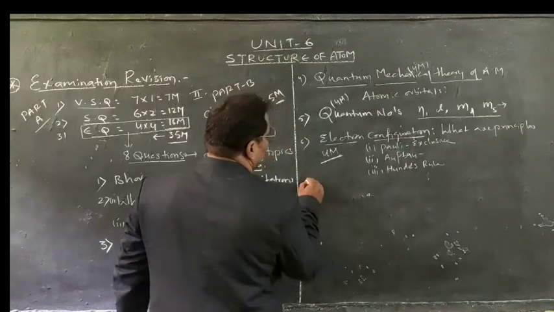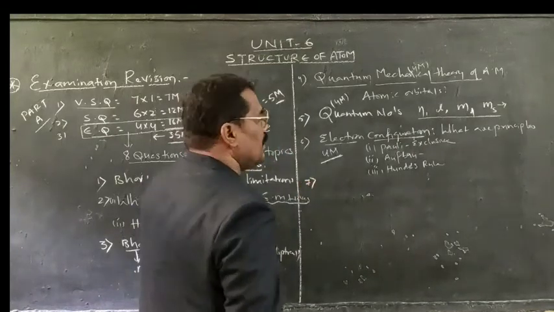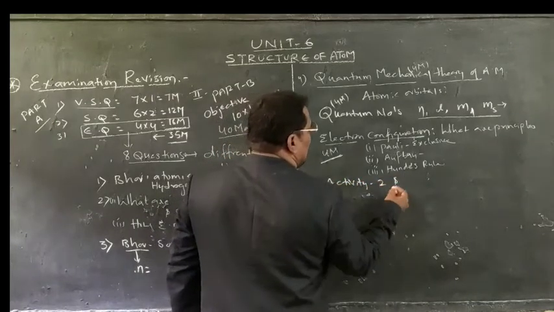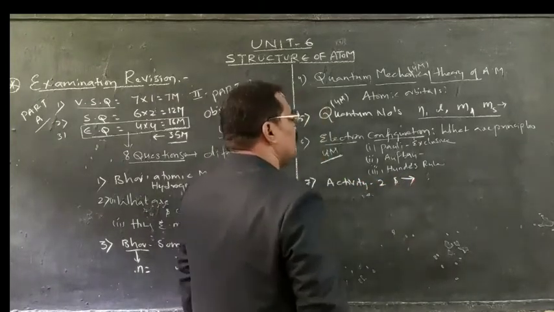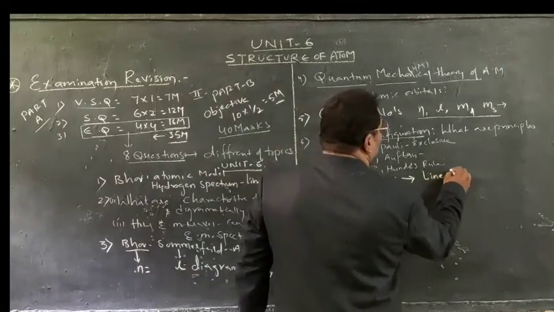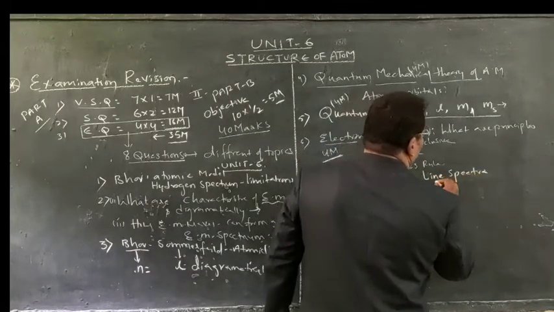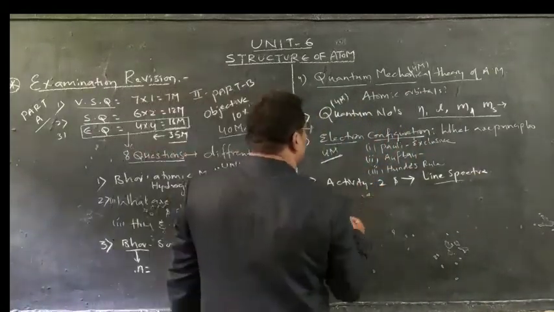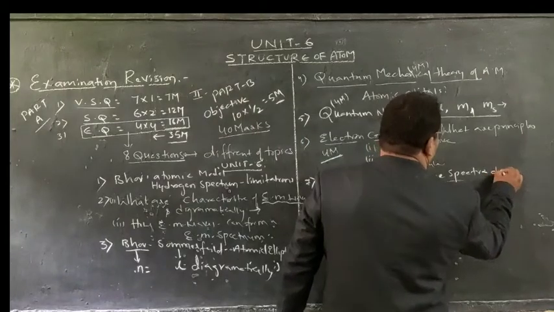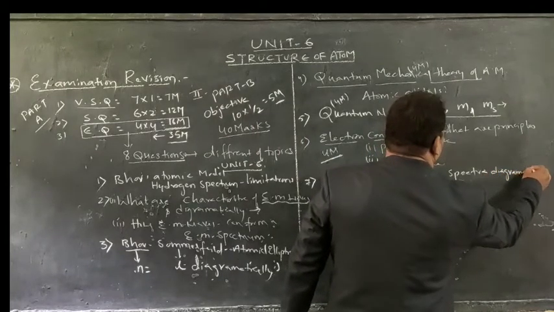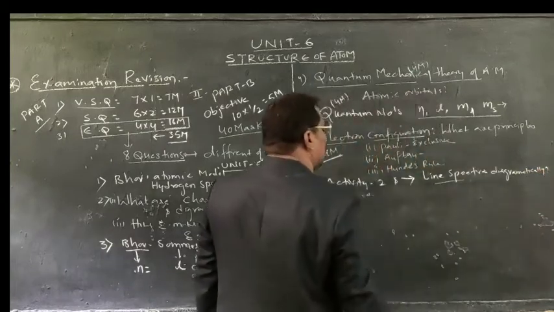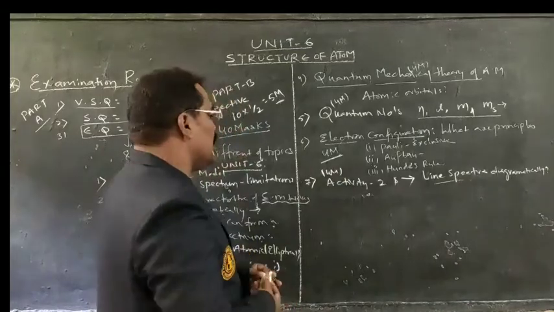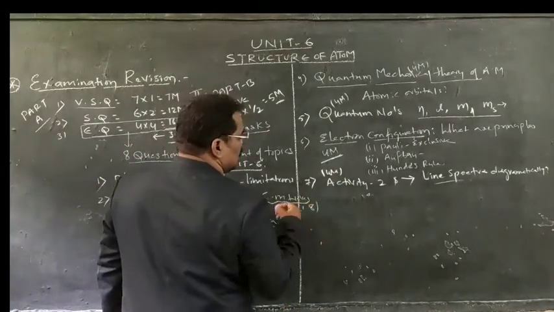6th one is that one. 7th one, if I go on, we have activity 2. Activity 2 is there itself, which gives information about what? Line spectra. How a line spectra can be obtained based upon activity 2. This is with a diagram. Diagrammatically representing this, for a 4 marks question we can ask this particular question also. That is the 7th one.